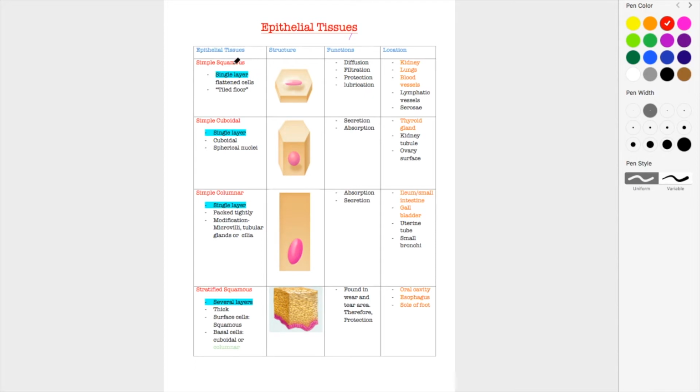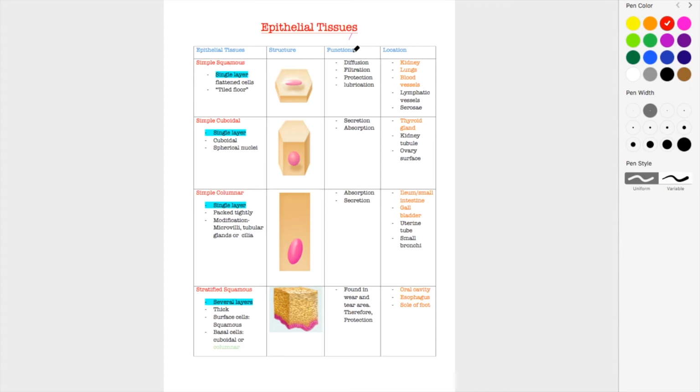The first one we can talk about is simple squamous, which is single layered. These are flattened cells and they look like a tiled floor. Sometimes people also call the structure ball-like. And they have a nucleus, as you can see here. Their main functions are diffusion, filtration, protection, and lubrication.